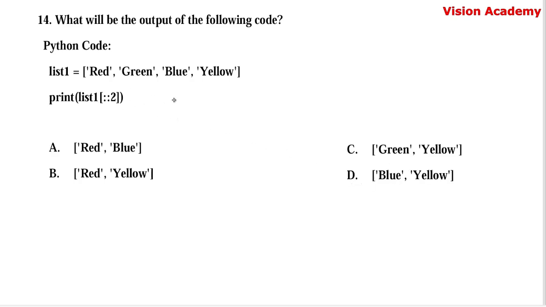Here you can observe that in the slicing syntax, we write list1[n:m:k]. Here n represents start, m represents stop, and k represents step. Here they have not mentioned start and stop, and only step 2 is given. You can observe we have to start from index number 0 and it has to jump alternatively.